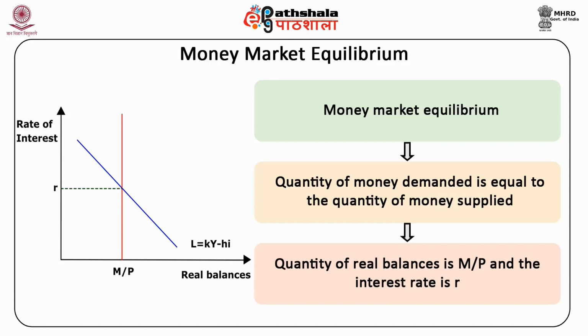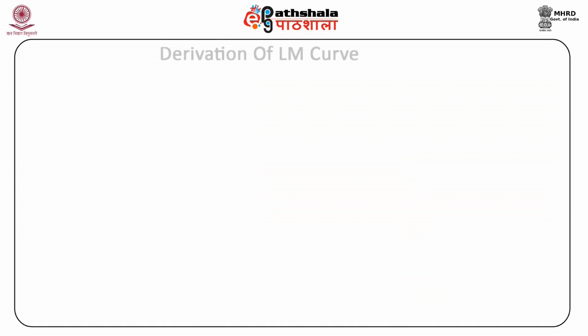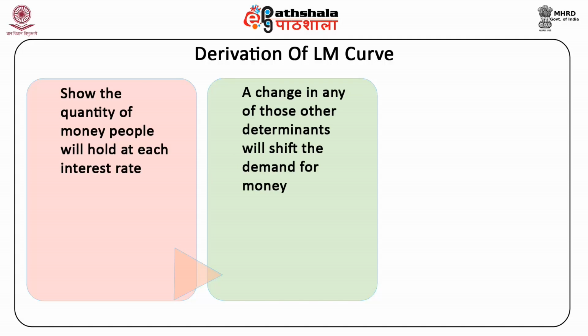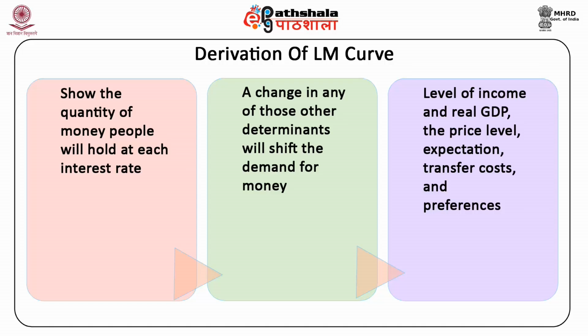The quantity of real balances is M by P and the interest rate is R. Moving on to the derivation of LM curve. The demand curve for money is drawn to show the quantity of money people will hold at each interest rate, all other determinants of money demand remaining unchanged. A change in any of those other determinants will shift the demand for money. Among the most important variables that can shift the demand for money are the level of income and real GDP, the price level, expectation, transfer cost, and preferences.